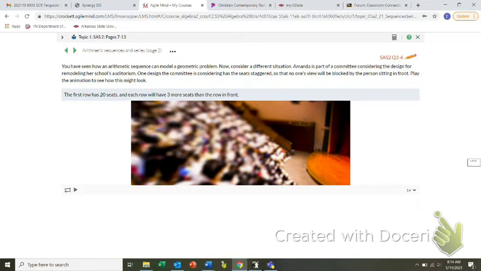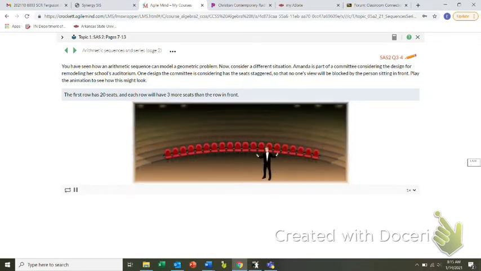Now, consider a different situation. Amanda is a part of a committee considering the design for remodeling her school's auditorium. One design the committee is considering has the seats staggered so that no one's view will be blocked by the person sitting in front. Play the animation and see how this might look. All right, so it tells us right here in blue. The first row has 20 seats, and each row has 3 more seats than the row in front. I'm going to play this animation.